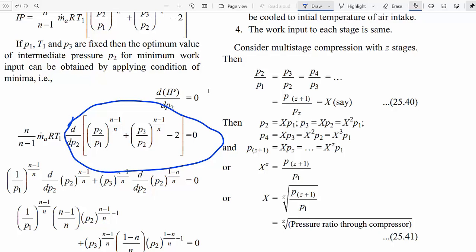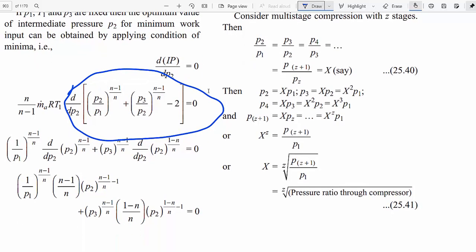In the first part P2 is in the numerator, therefore P2 power n minus 1 is directly written, and in the second part P2 is in the denominator, therefore P2 power 1 minus n by n, because moving from denominator to numerator the conversion factor is minus in the power, therefore 1 minus n by n. Therefore 1 by P1 power n minus 1 by n into the differentiation is n minus 1 by n into P2 power n minus 1 by n minus 1.